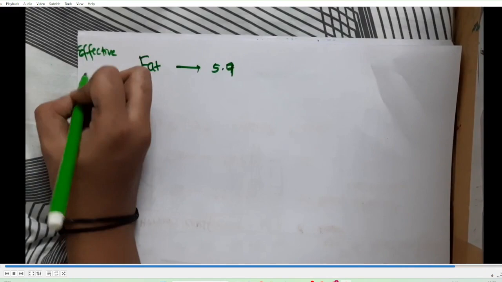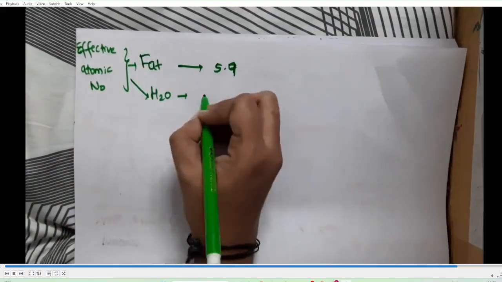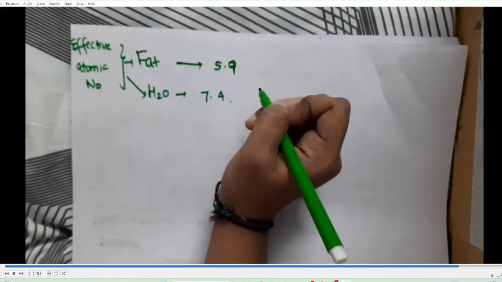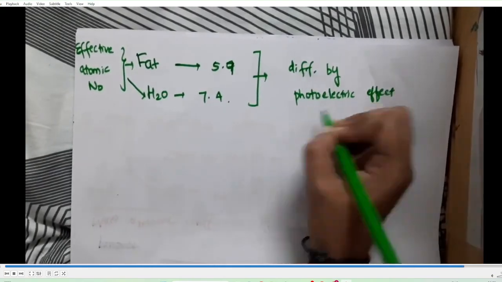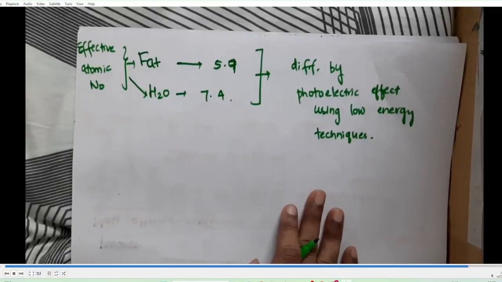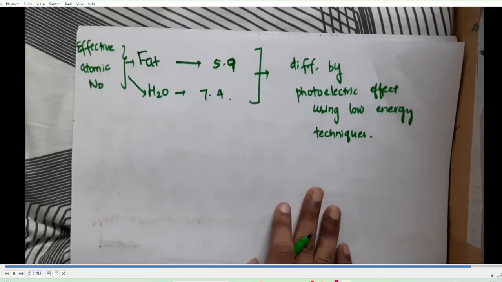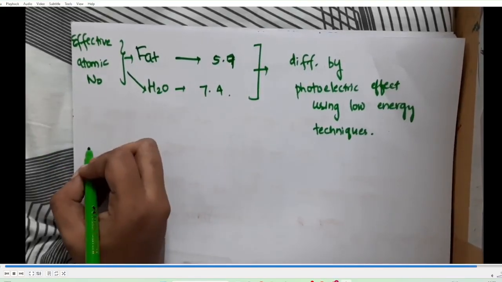Fat and water are always difficult to differentiate radiographically. The effective atomic number of fat is 5.9 and the effective atomic number of water is 7.4. So they can be differentially attenuated by photoelectric attenuation using low energy techniques, because photoelectric attenuation is directly proportional to the atomic number cubed. So the only way to differentiate is by low energy techniques.